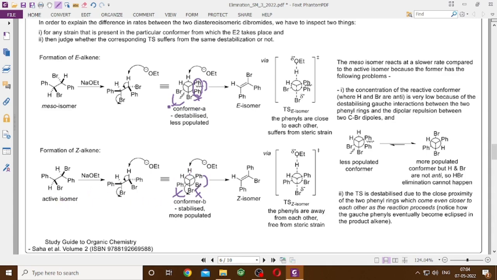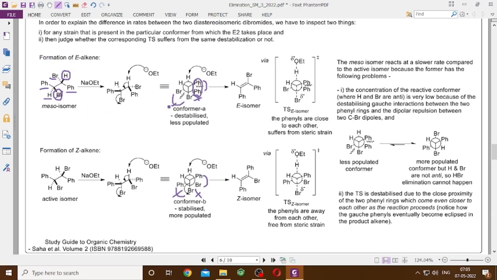So the active isomer's reactive conformer is greater in concentration compared to the meso isomer's reactive conformation. So in which conformation should this molecule lie? The preferred conformation for this molecule will have the two phenyl groups away from each other. But if you think, that means this conformation. If these two phenyls are anti to each other, then this hydrogen and that bromine are not anti-periplanar or syn-periplanar, so elimination is impossible. Neither are this hydrogen and this bromine. Therefore, anti-periplanar or syn-periplanar orientation is not there and elimination cannot happen.